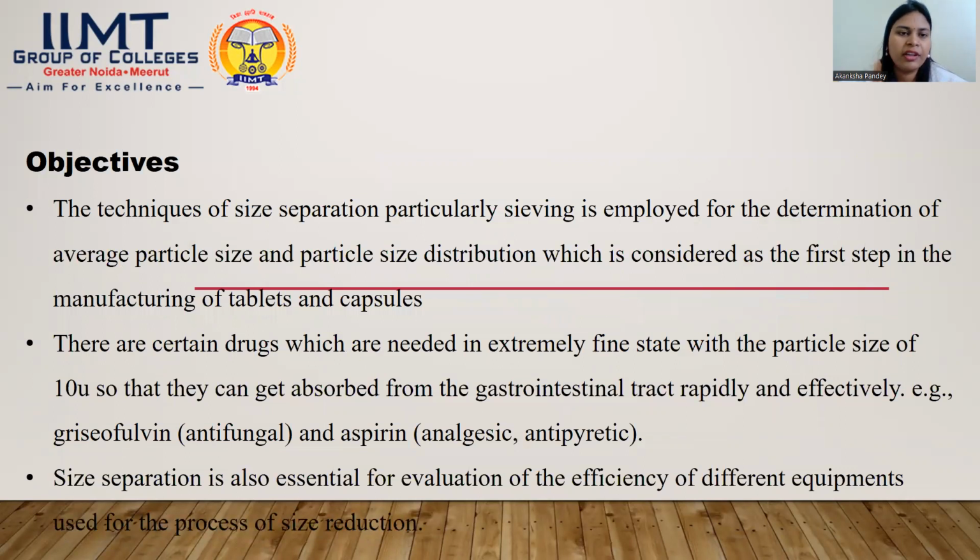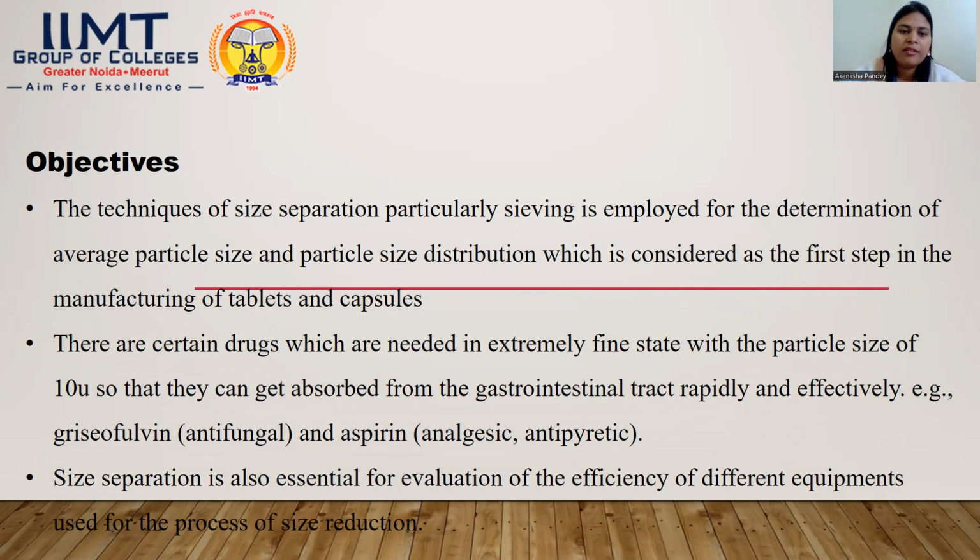Objective behind the size separation: the technique of size separation, particularly sieving, is employed for the determination of average particle size and particle size distribution, which is considered the first step in the manufacturing of tablets and capsules. If we talk about tablets and capsules, every particle should be of uniform size. So after reduction, this is the very first step involved in manufacturing tablets and capsules, and it is done by the sieving method, so that the desired particle size is separated.